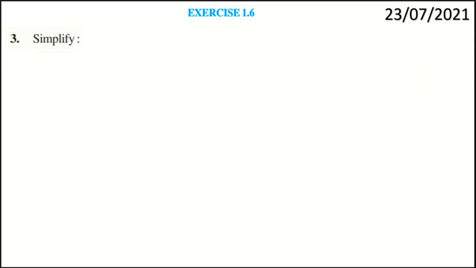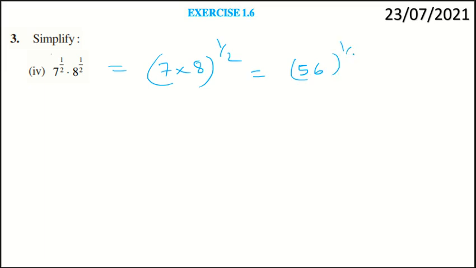Then moving on to the sub question 4, 7 to the power 1 by 2 into 8 to the power 1 by 2. Different bases, same powers, so 7 into 8 whole power 1 by 2. 7 eights are 56, whole power 1 by 2, or you can write square root 56. Okay, this is the simplified value of that fourth one.